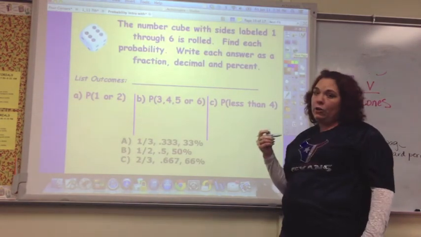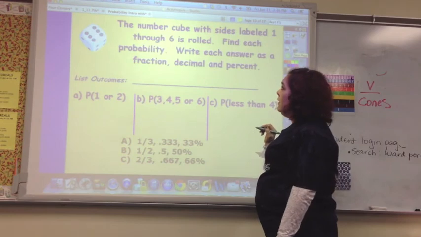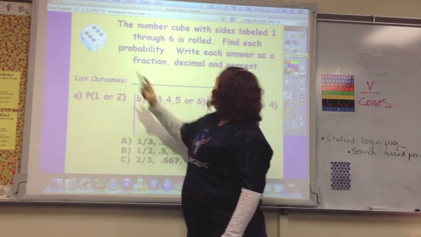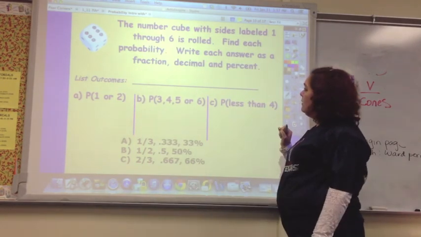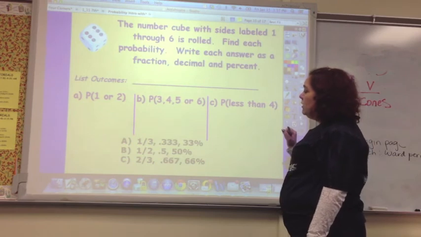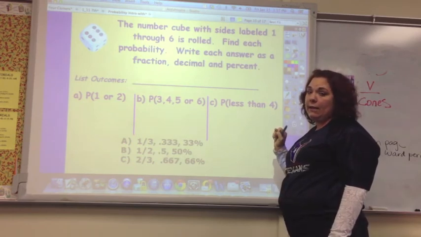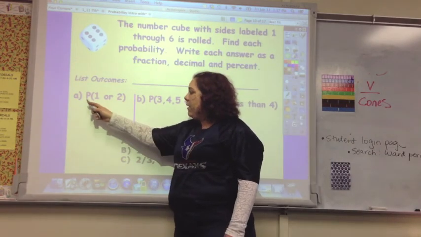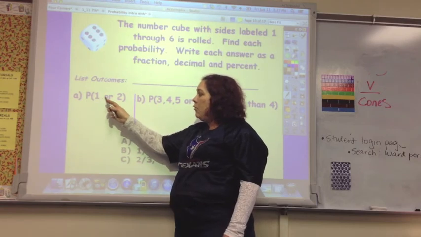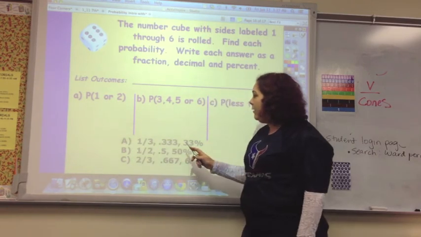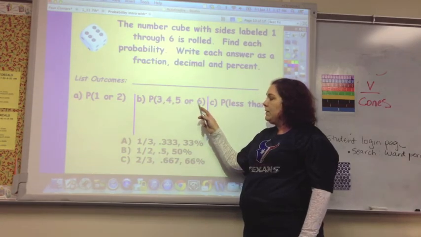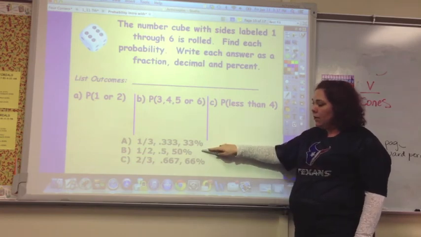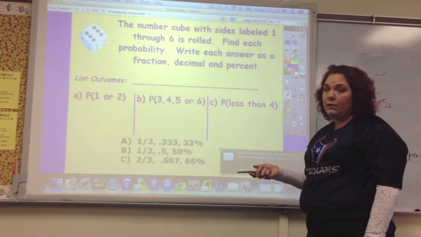Okay, so the next set of questions has to do with the number cube. The number cube with sides labeled 1 through 6 is rolled. So it's a dice like this. And find each probability, write each answer as a fraction, decimal, and percent. So list the outcomes that you could get of a number cube. And then answer the question, what's the probability of rolling a 1 or a 2? What's the probability of rolling a 3, 4, 5, or 6? What's the probability of rolling less than 4? And your choices are here. You may use one answer more than once.